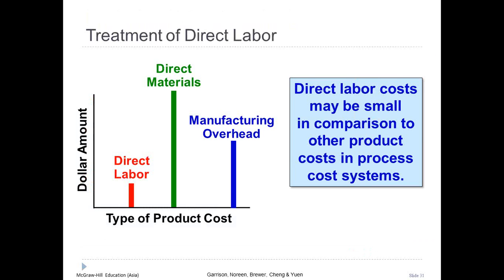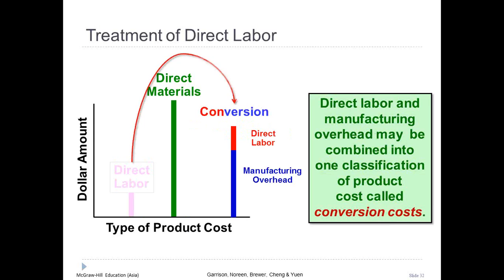In today's economy, direct labor costs are becoming small when compared to materials and overhead costs. Automation is one of the causes of this shift. As a consequence of the change in volume of direct labor costs, many companies combine labor and overhead costs and refer to the total as conversion costs. That is, these are the costs incurred to convert the direct materials to a finished good. We will make extensive use of the notion of direct materials and conversion costs in the remainder of this presentation.